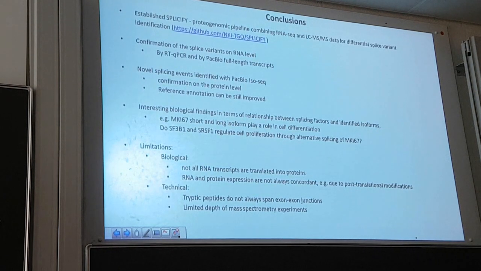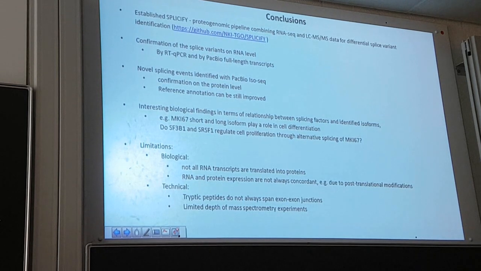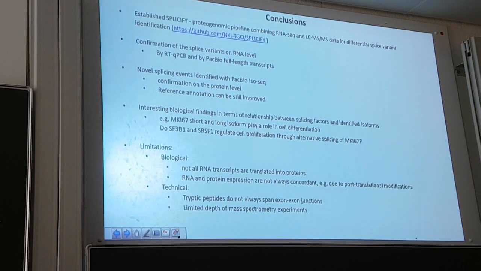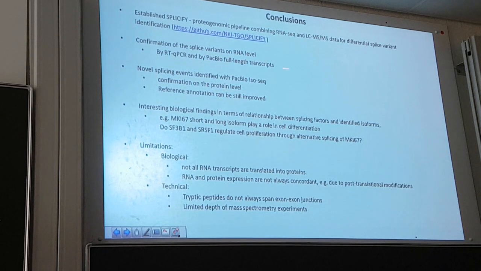So this brings me to the conclusion. We built Splicify pipeline, that's a proteogenomic pipeline combining RNA-seq and proteomics data for differential splice variant identification, that's differential between two conditions. We used it in the same cancer cell line, down modulation of a splicing factor versus control, to really see splicing changes, but then later in the project to apply it to cancer tissues versus healthy controls. We showed there's confirmation of these splice variants with two different techniques.